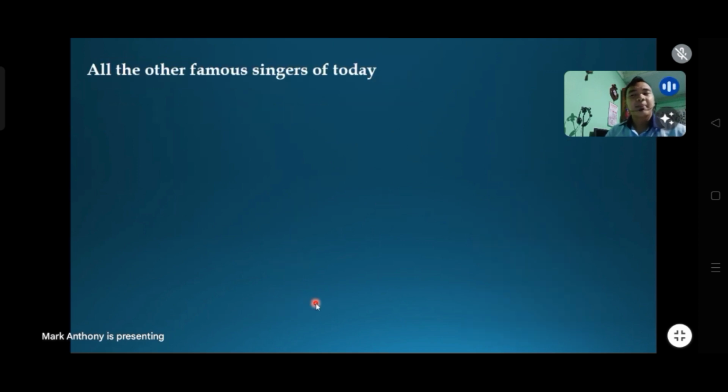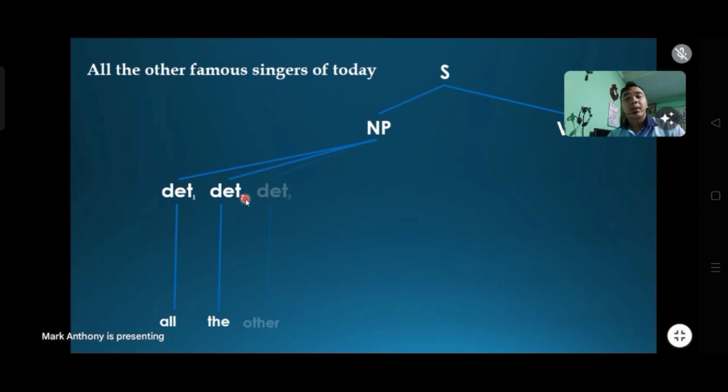So another example is all the other famous singers of today. So basically, as we can observe in the sentence, there are multiple determiners present. So here we have the sentence, which will be divided into its subconstituents. We have the determiner 1, 2, and 3.